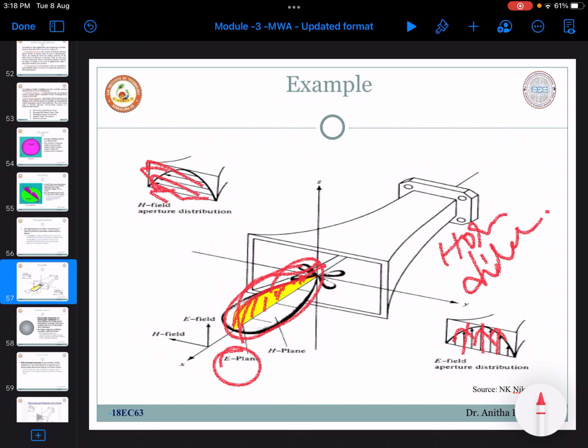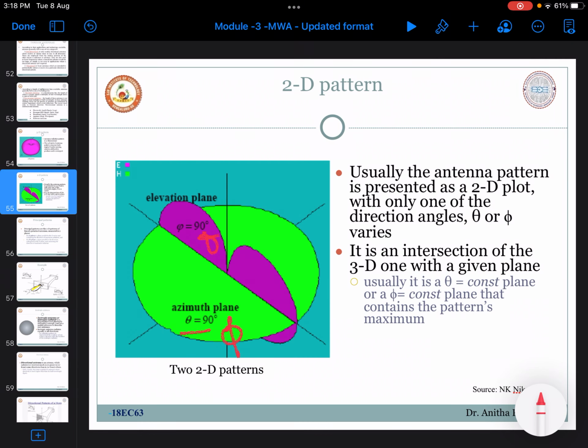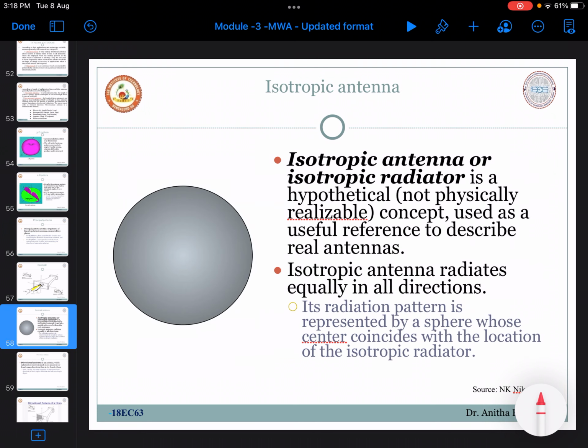Usually in one direction we vary only theta, in another direction we vary only phi. If we vary only phi, then you get the horizontal plane, that is H plane. If you vary only theta, then you get the electric plane, E plane, perpendicular to H plane, vertical and horizontal.